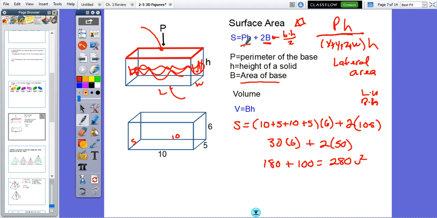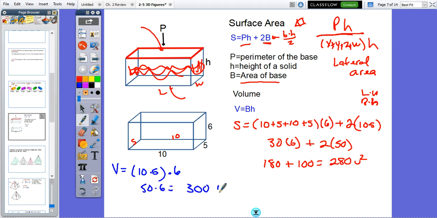Now this is area, so even though it's surface area, it's units squared. Let's look at volume. Volume is a little bit different. That's what's new to this lesson that we haven't seen yet. So here we're doing area of the base. Again, that is a rectangle, so we'll do base times height of the base, and then times the height of the entire prism. The base is also called length and width, and then times the height. So we get 50 times 6, which gives us 300.